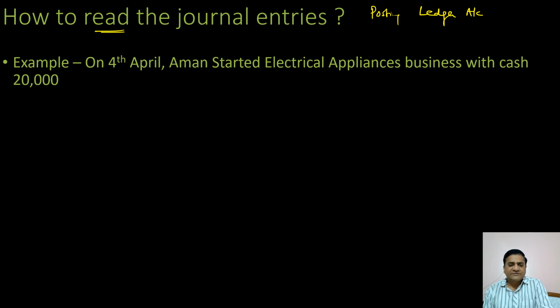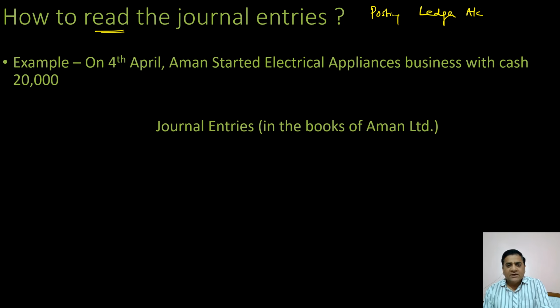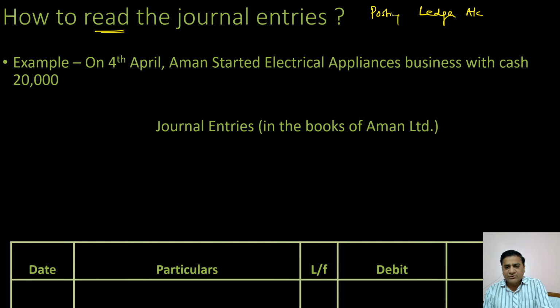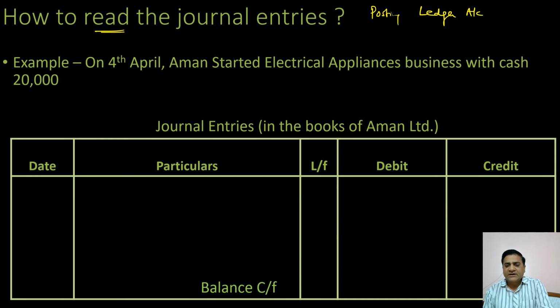Say for example, on 4th of April, Aman started electrical appliances business with cash of rupees 20,000. Now, if we look at the journal entries in the books of Aman, it would look something like this. The date we would record here, we would say 4th of April under the dates column. Then we need to see what are the two accounts which are being affected in this transaction. As we know, one would be the cash account and the other one would be the capital account.